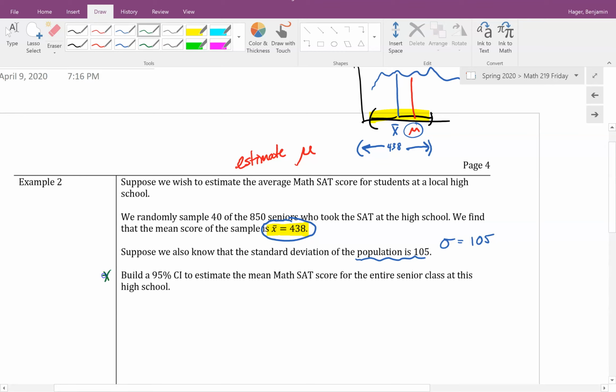They ask us to build a 95% confidence interval to estimate the mean math SAT score for the entire senior class at this high school. So again, they're saying build that interval. Take that starting point of 438, that point estimate, add some standard deviations and subtract some standard deviations. How many standard deviations should we add and subtract? Well, we're not just doing necessarily 2, okay? We're doing it based on a 95% confidence interval.